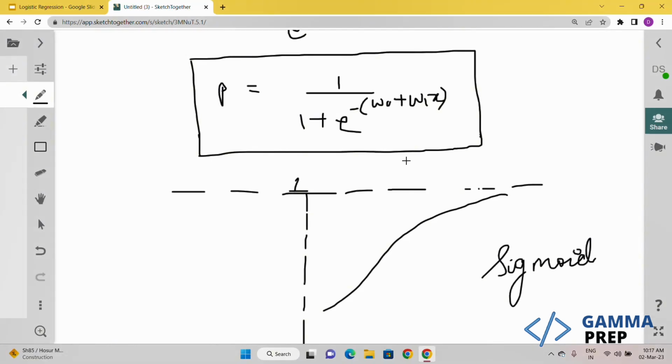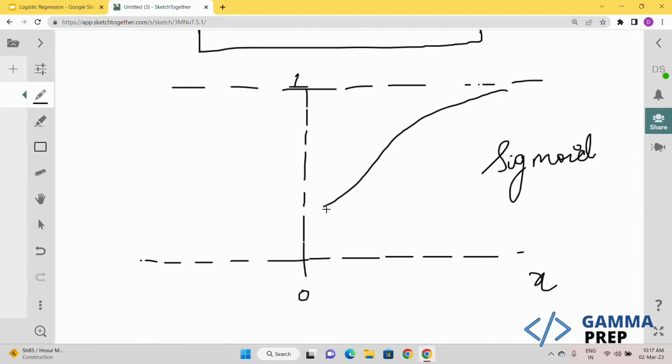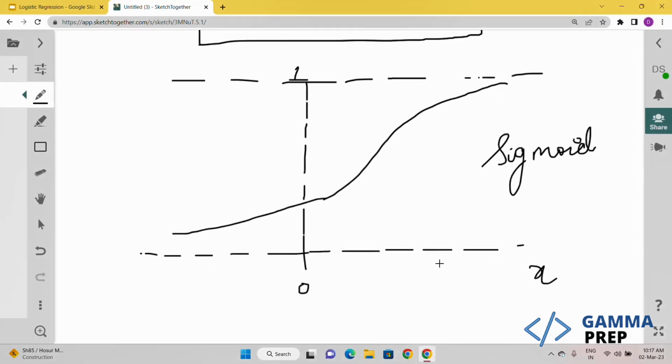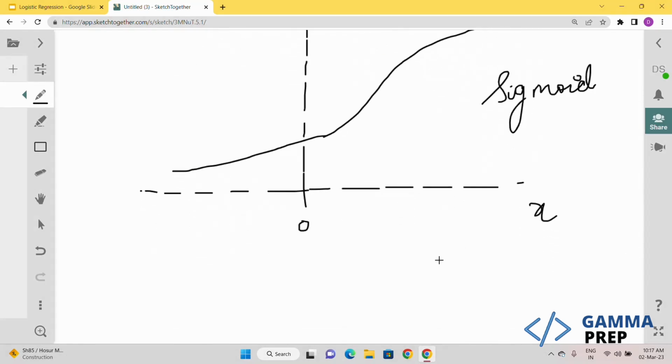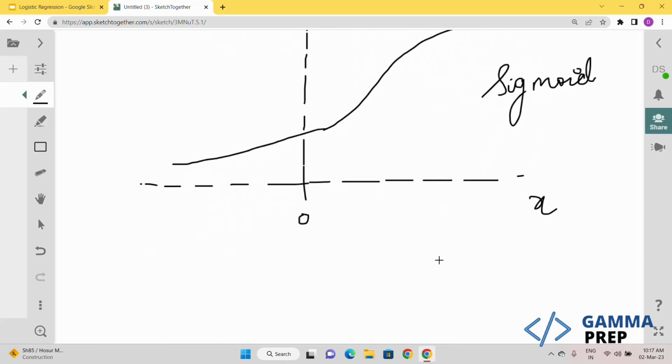So this is basically the mathematics behind logistic regression. We call it regression because the mathematics is derived from linear regression. And here now our answer will always be between 0 and 1. So this is about logistic regression.